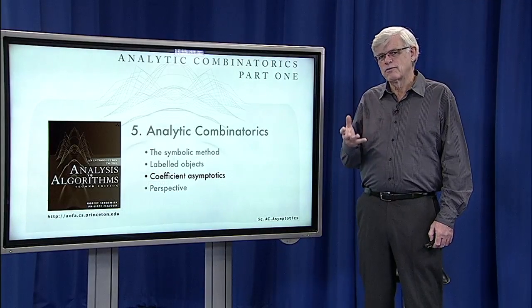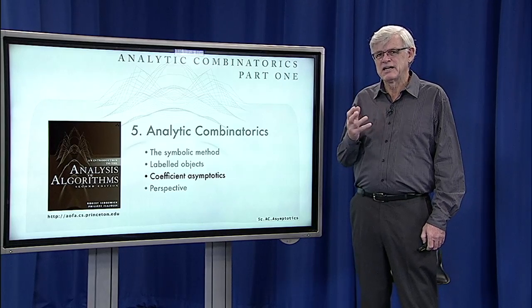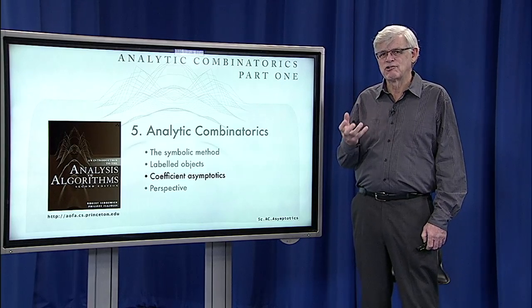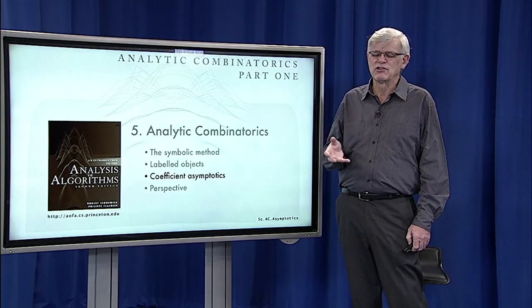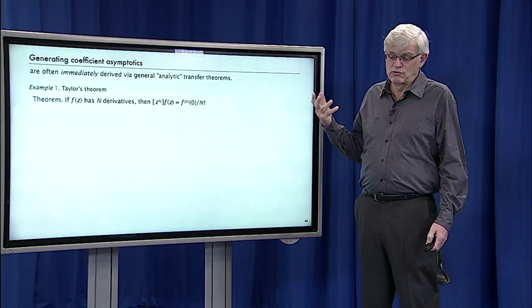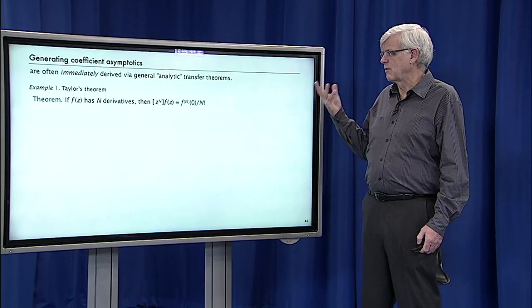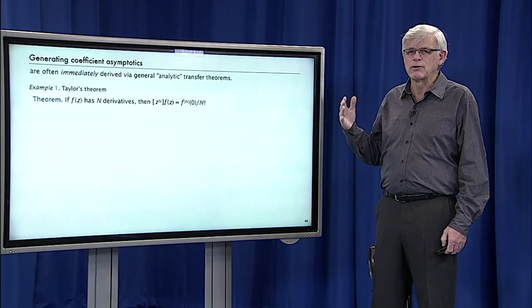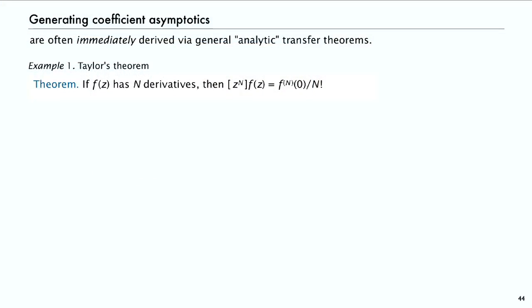Next, we'll look at coefficient asymptotics. How do we get estimates of the coefficients of the generating functions that are so easily obtained through the symbolic method? Fortunately, we often can immediately get the coefficient asymptotics through general analytic transfer theorems. And we've already seen some examples of transfer theorems that work for a lot of cases.